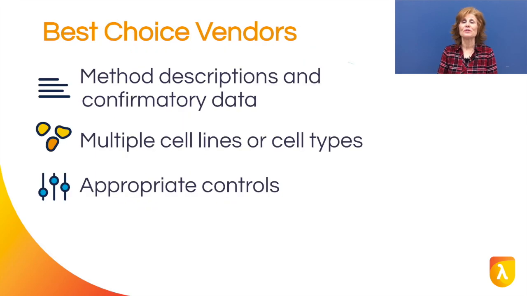The best option is to choose vendors that provide descriptions and confirmatory data of antibody specificity in multiple cell lines or cell types with appropriate positive and negative controls. The more information the vendor supplies, the better chance the antibody will perform accordingly.